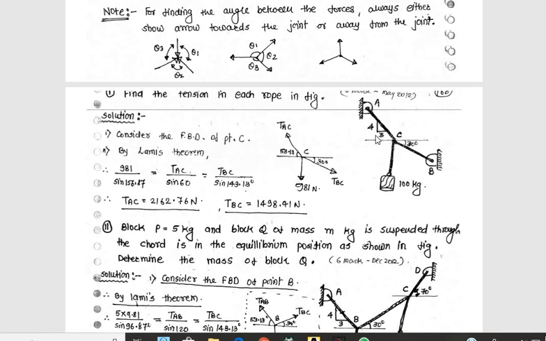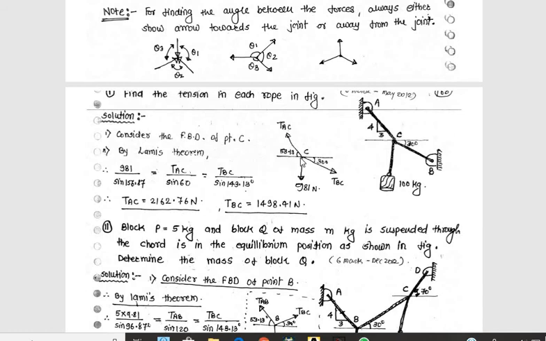Here instead of angle, slope is given, but from this slope you are able to calculate this angle, that is tan theta is equal to 4 by 3, therefore theta is equal to tan inverse of 4 by 3, that comes out to be 53.13. So now apply Lami's theorem.